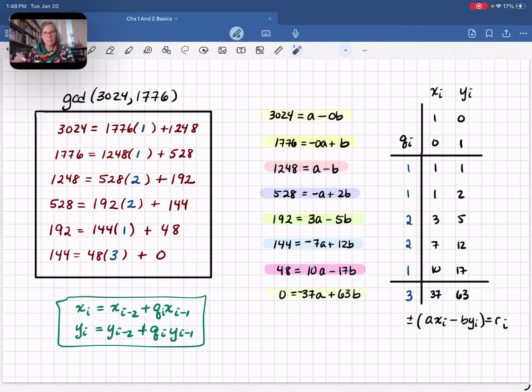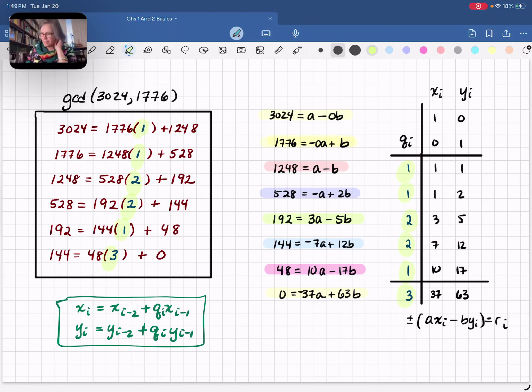Well, that comes from that in both of these formulas here, I have this qi being multiplied by an xi minus 1 and a yi minus 1. So those numbers, 1, 1, 2, 2, 1, 3, are the quotients on each step. So I make my table, and in my table, I put those values of the quotients that I get from the standard Euclidean algorithm.